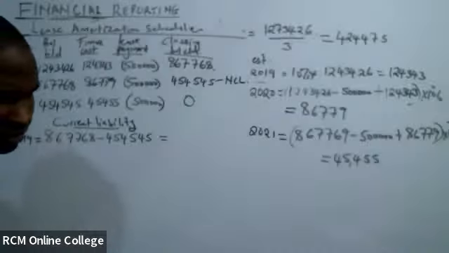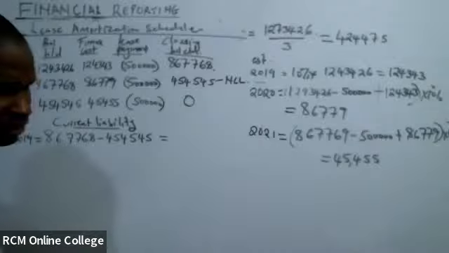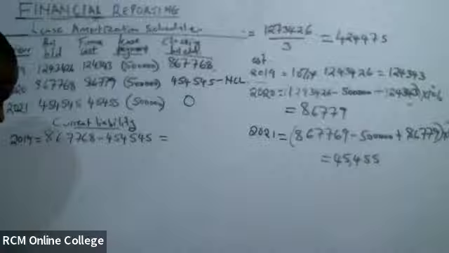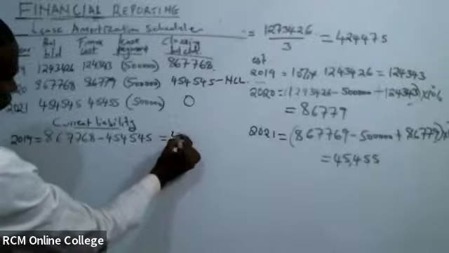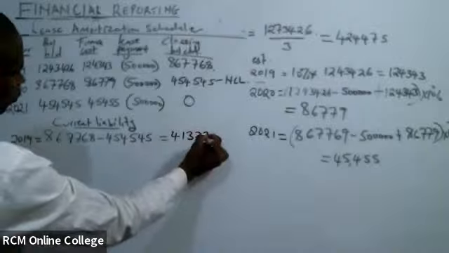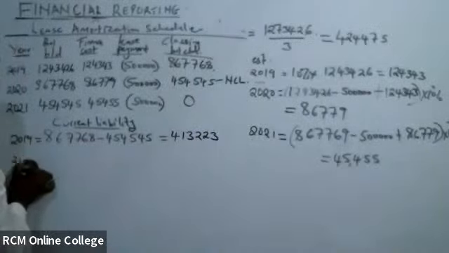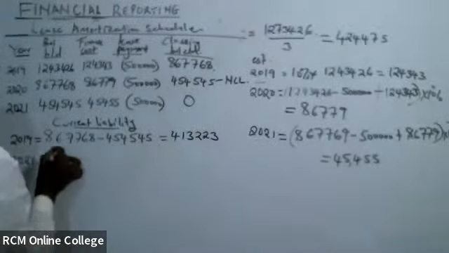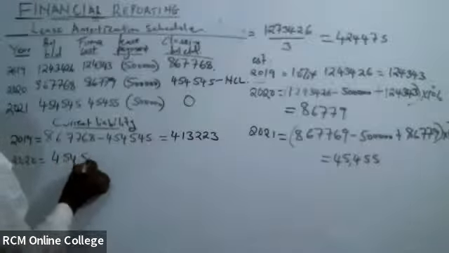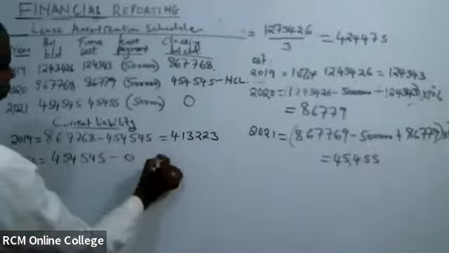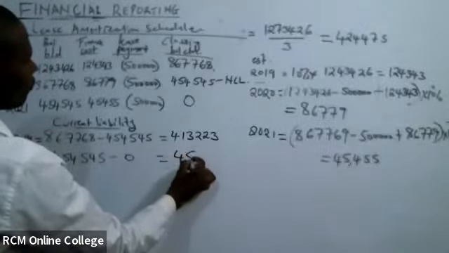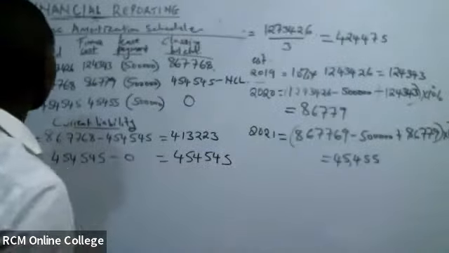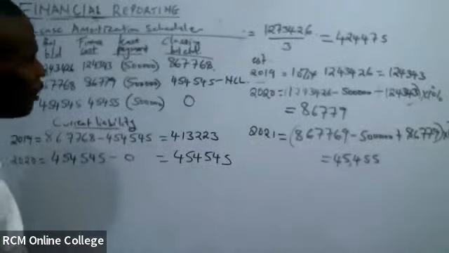Na ni our 2019, 413, 223. Now, year 2020 will be this minus this. This minus this, 454, 545 minus 0. So it will be 454, 545.